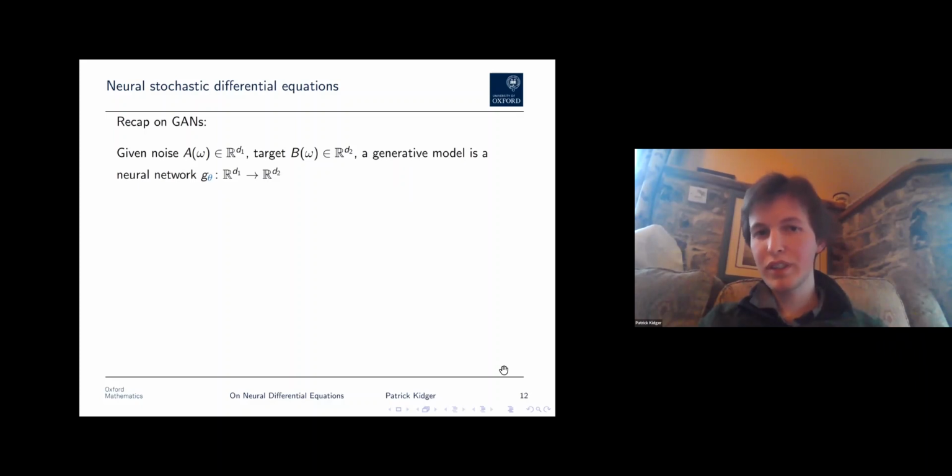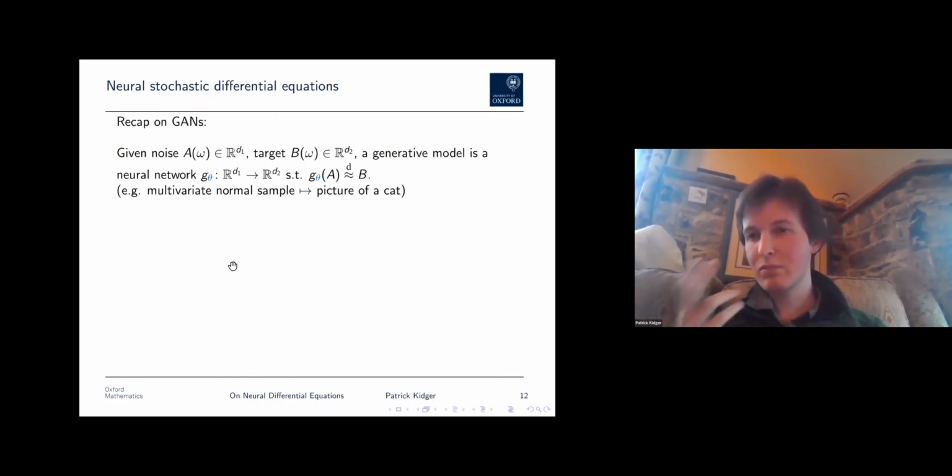Then a generative model is a map from one space to the other, such that the distribution obtained by evaluating my network on my noise is approximately equal to the distribution I get by looking at this target random variable B. To give an example, A might be some sort of multivariate normal, and maybe B is a distribution over pictures of cats. And so this is the general formulation of any kind of generative model that you see in deep learning, right?